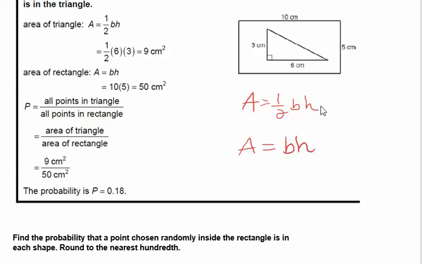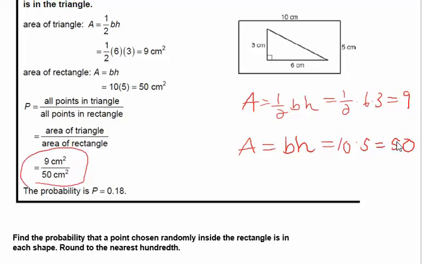So the area of the triangle would be 1/2 times 6 times 3, which is 9. And the area of the rectangle is 10 times 5, which is 50. So the probability that a point chosen at random would be inside the triangle would be 9 over 50. And then you can also write that as a decimal or as a percent.